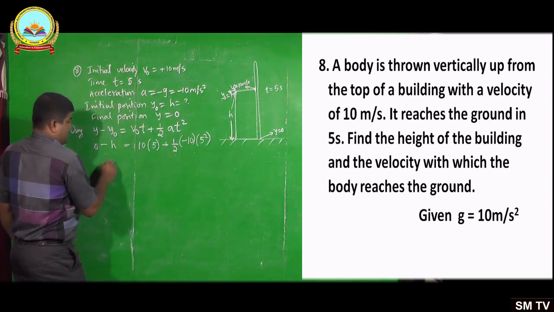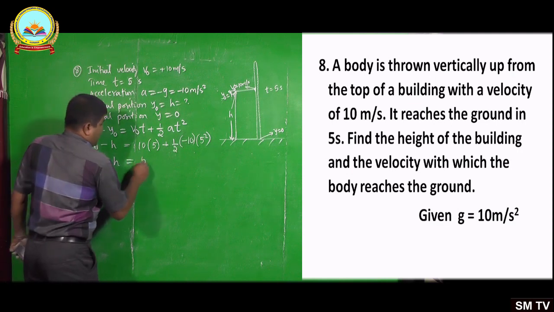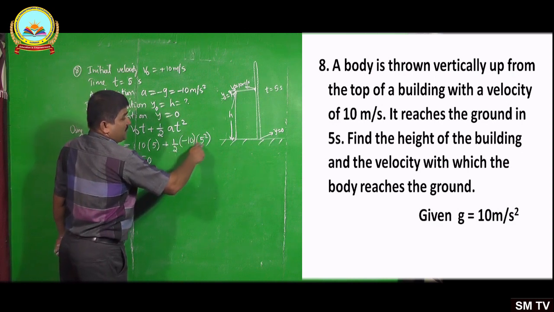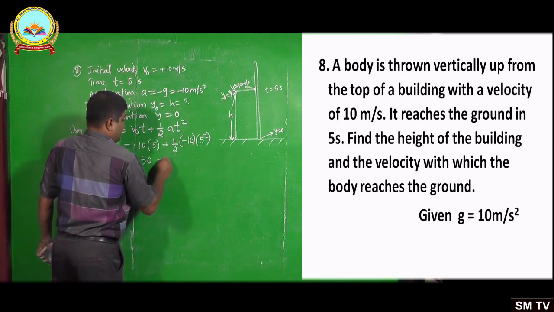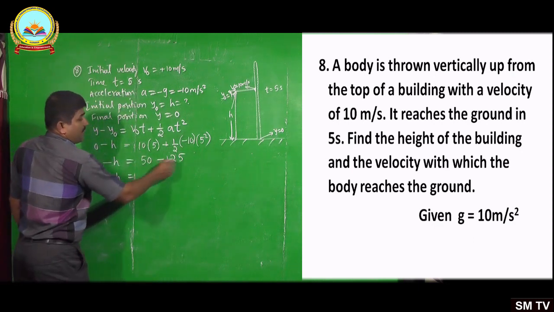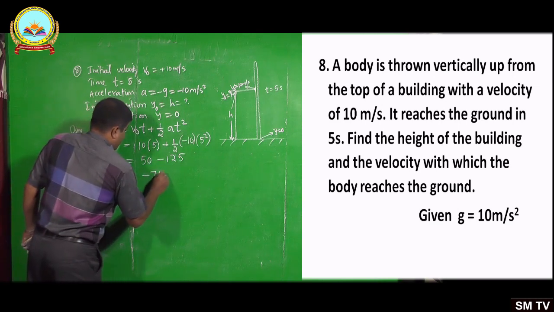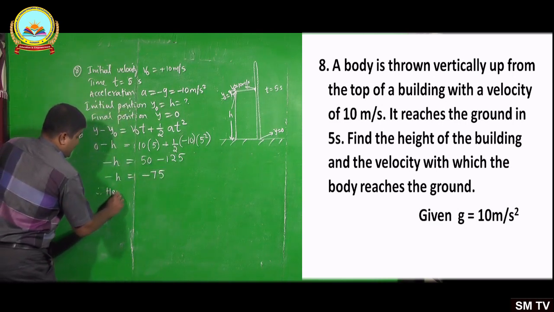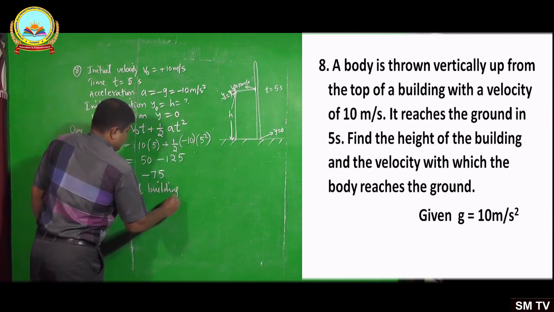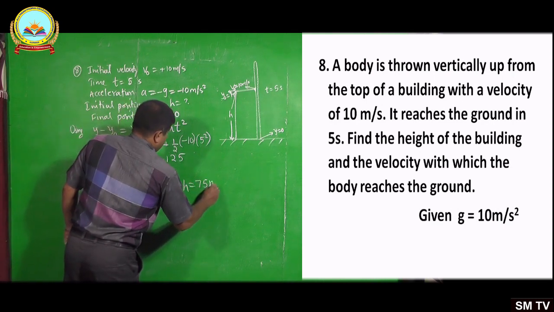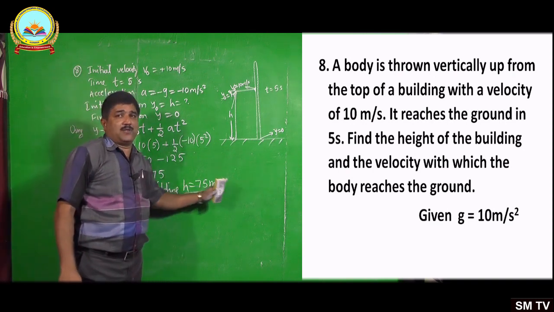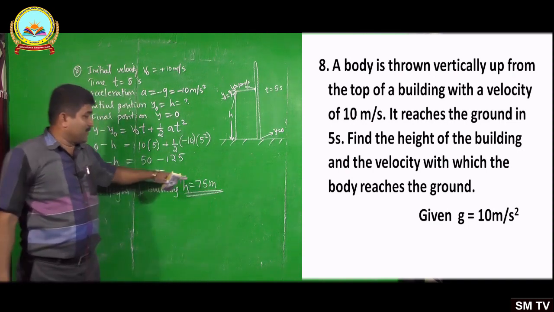Now simplifying, this is minus h equal to 50. Then 10 by 2 is 5, and 5 into 5 square, 5 into 25, is 125. So minus h equals 50 minus 125, which is minus 75. Therefore the height of the building h equals 75 meter. So compulsorily put the unit at the end of the answer. For the last step, or whichever quantity is asked in the question, you must put the unit.